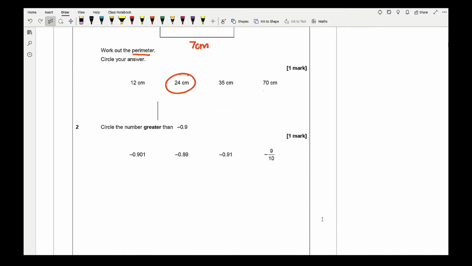For the next question, it then says to circle the number that is greater than minus 0.9. Now just be careful with the word greater and the fact that we've got minus 0.9. The one thing that we probably need to convert is that all of them are in decimals apart from this one here, which is going to be equal to minus 0.9. Now when you think greater, you're thinking of it as a digit being bigger than 0.9, so you might be tempted to go for the third option, when actually the correct answer is minus 0.89.